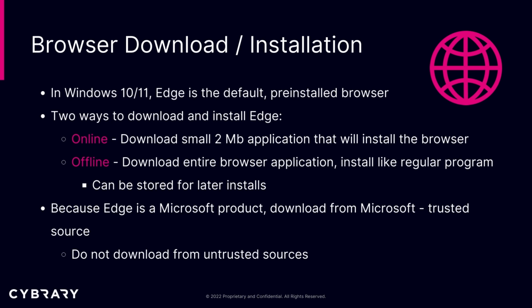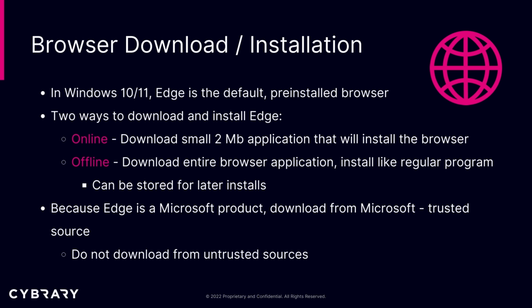Because Edge is a Microsoft product, we want to make sure that we download it from a trusted source, which Microsoft is. Now, there's two ways to install it. We can do an online or an offline installation. A little bit different in how they work. The online is a download of a small 2 megabyte application. Once we download it, it will run and pull down the rest of the files and install the browser.